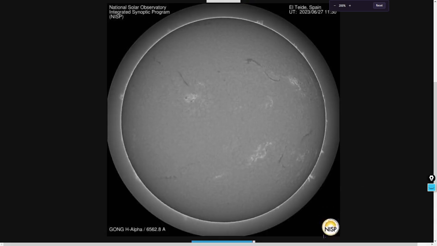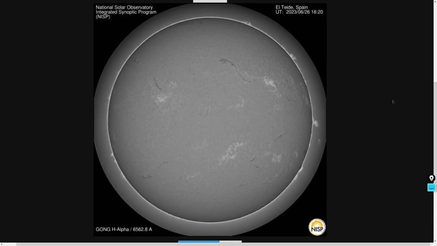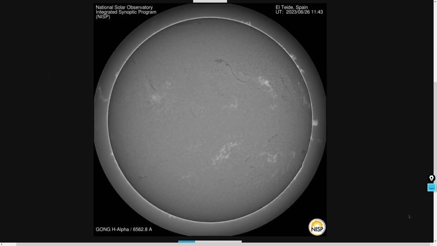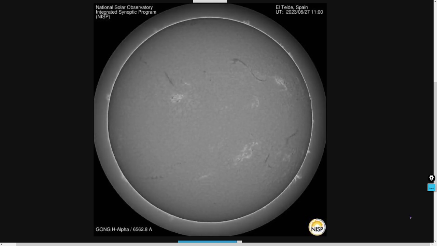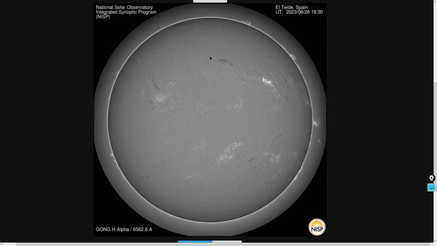So anyway, here are filaments from the ground-based El Teide, Spain observatory. And it creates some fantastic contrast there. Getty Lee filament remains intact.